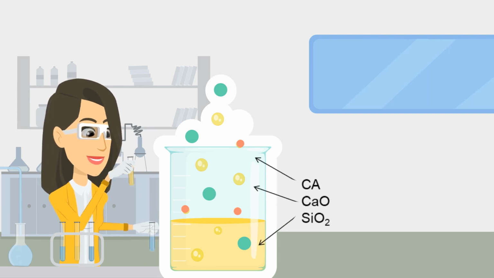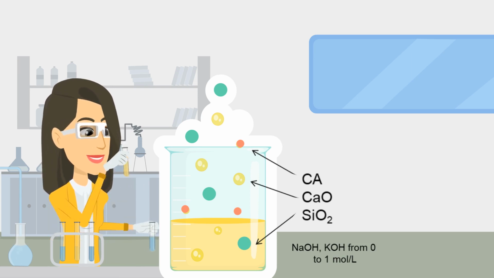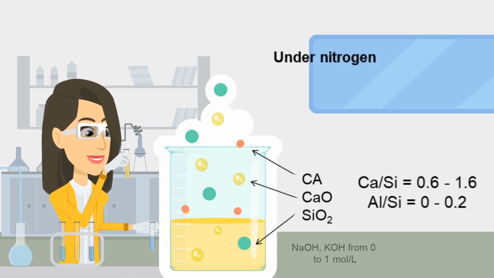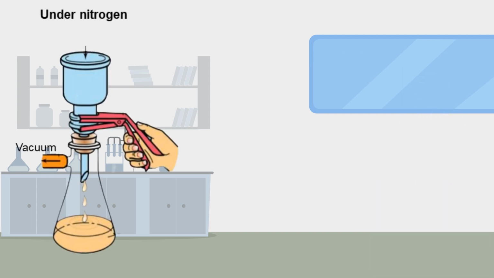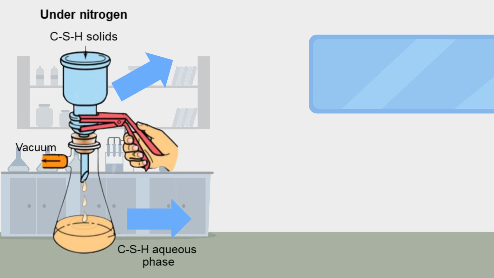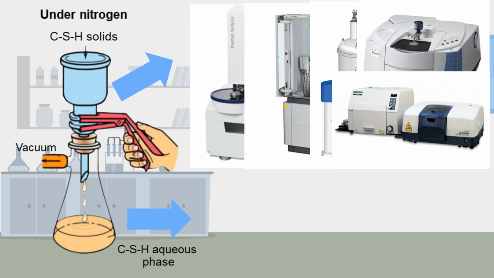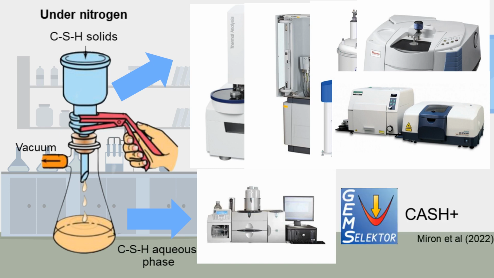So here is my research. I add calcium aluminate, calcium oxide, and silica fume in alkali hydroxide solution or deionized water. I have different calcium to silicon and aluminum to silicon ratios. Then the samples are shaken under nitrogen for different equilibration times. When the samples are ready, they are filtrated under nitrogen. The solids are then measured by TGA, XRD, and spectroscopy methods, and the aqueous phases are measured by IC and pH. I was also using thermodynamic modeling, and the newly developed CSH+ model was used in this research.